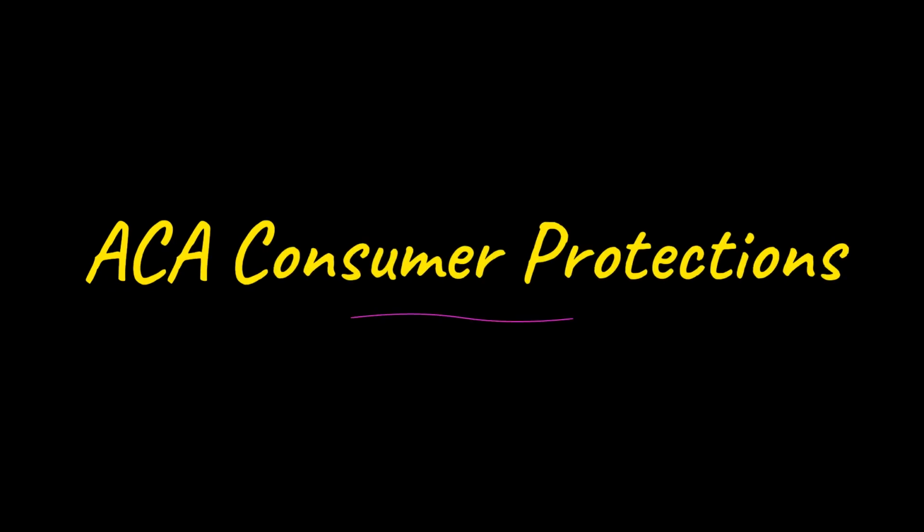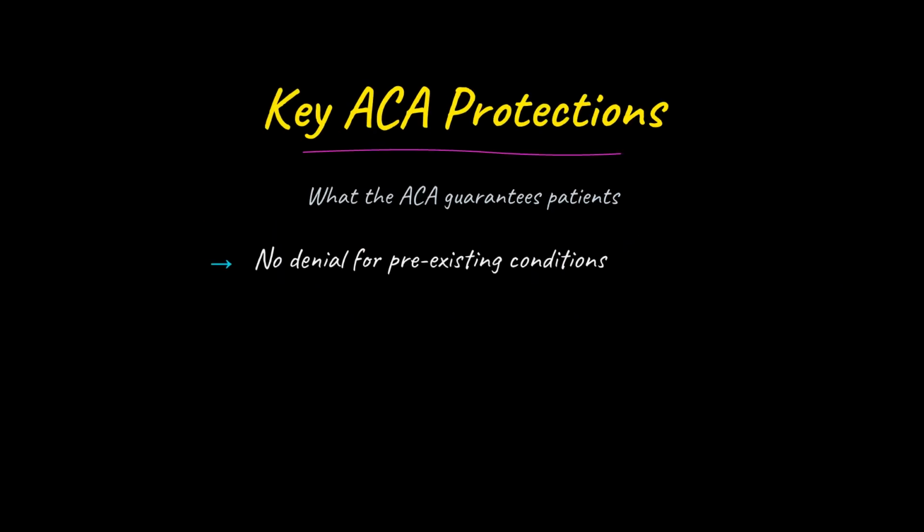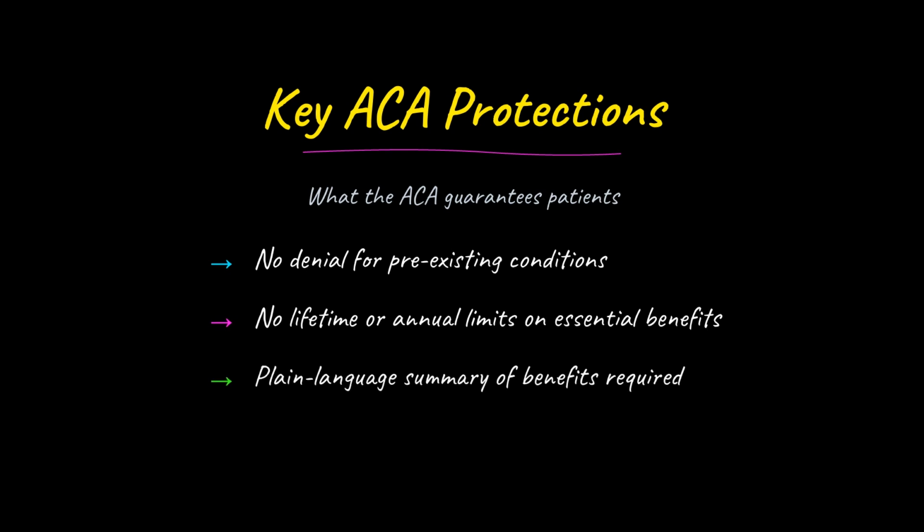The Affordable Care Act is the federal law that created uniform consumer protections across most insurance markets. Understanding exactly which protections the ACA owns and how they differ from other federal laws is the core skill being tested here. The ACA introduced 4 major patient-facing protections. Insurers cannot deny enrollment or charge more based on pre-existing conditions like asthma, diabetes, or cancer history. Lifetime and annual caps on essential benefits are prohibited. Plans must provide a standardized summary of benefits, and dependents can stay on a parent's plan until age 26.